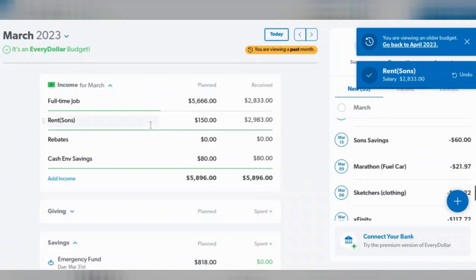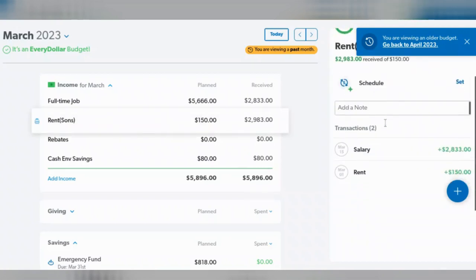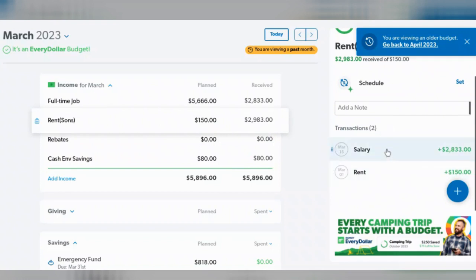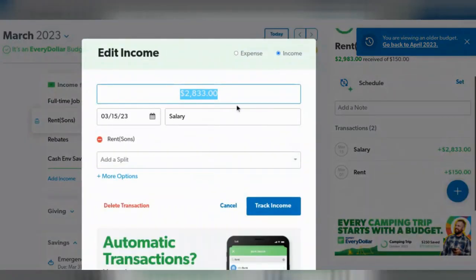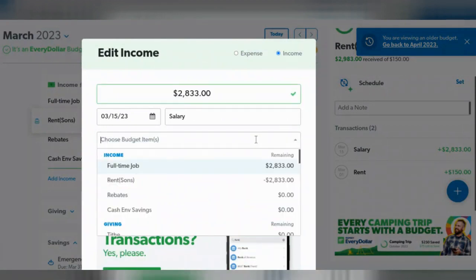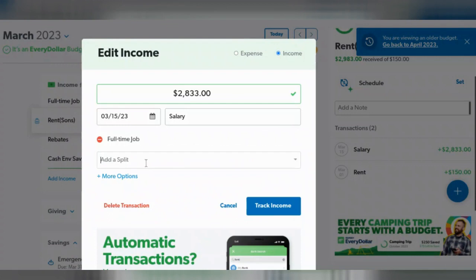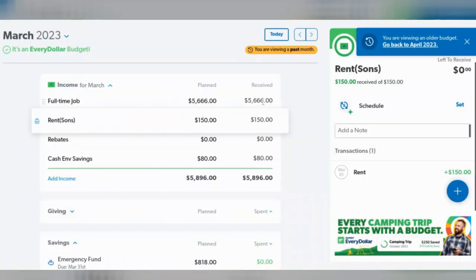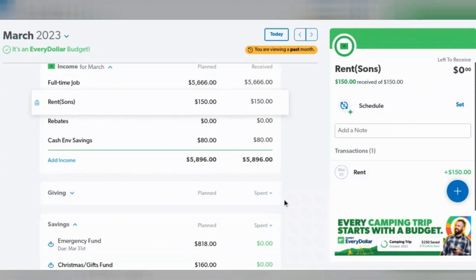Did I put that in the right bucket? Nope. Sometimes I drag and drop and put them in the wrong slots. It's real easy to fix. Just click on that, and that tells you where it's at. I'm going to put that on my job, and now it moves it up here. So now total income was $58.96.